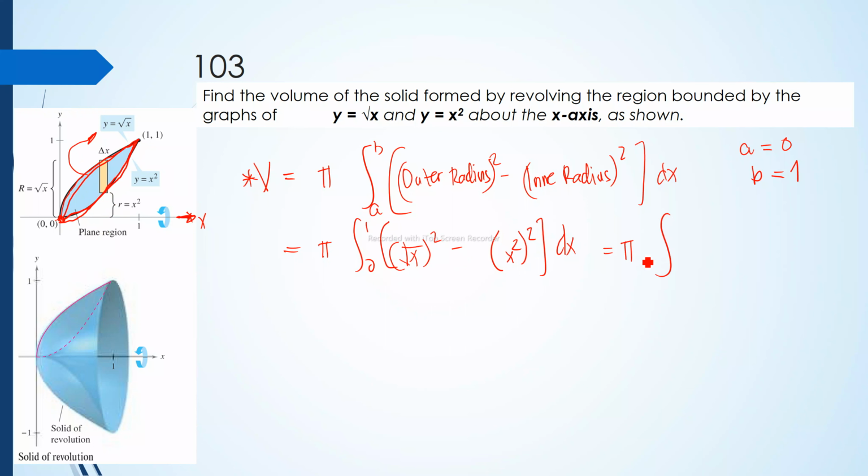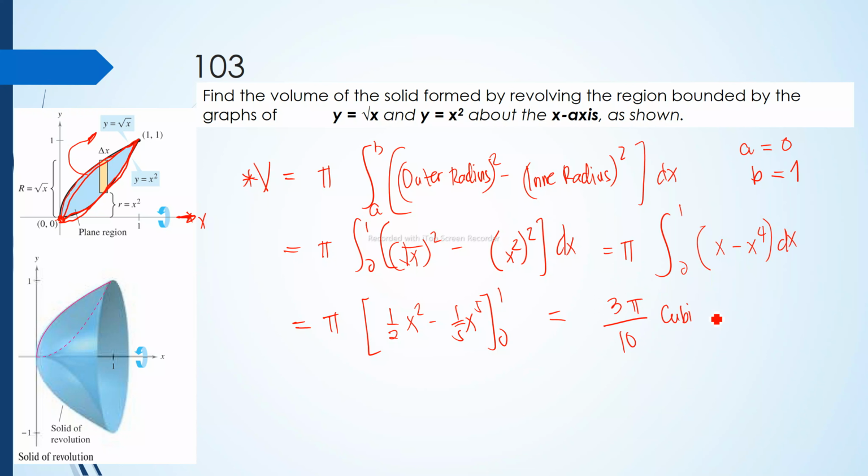We will have pi times the integral of x minus x to the fourth dx from 0 to 1. That's very quick, just a simple computation. That will become pi times 1/2 x squared minus 1/5 x to the fifth, evaluated from 0 to 1. And if you evaluate that from 0 to 1, we can find that the volume formed by revolving the region bounded by these two curves is just equal to 3 pi over 10 cubic units.